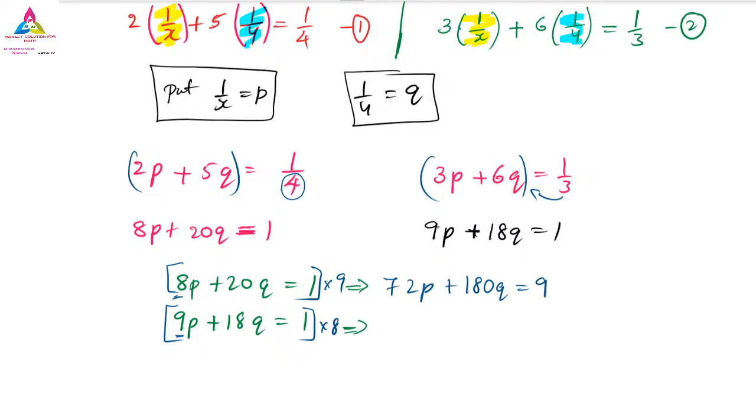On the other hand, 8 nines are 72p plus 8 eighteens are how much? 8 eighteens are how much? Quickly answer. 18 eights are? Anyone? Quickly.